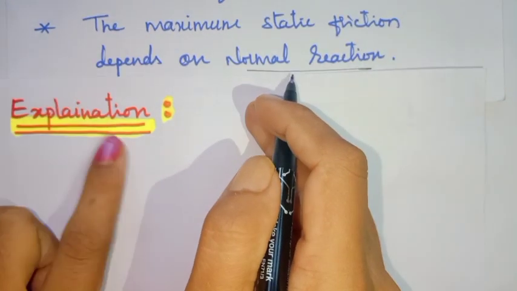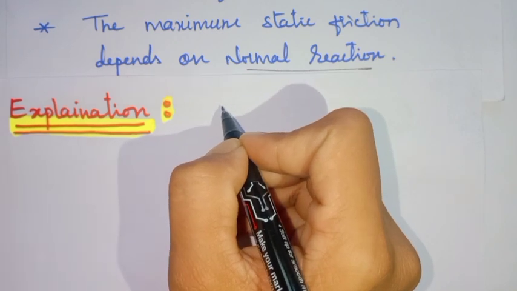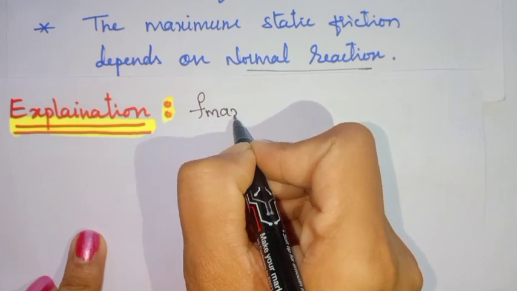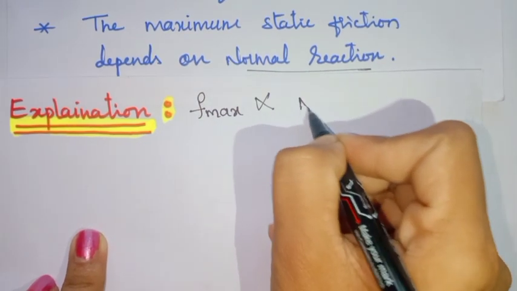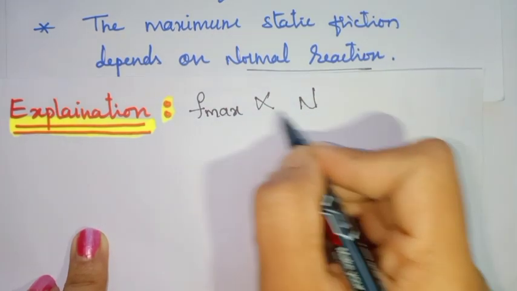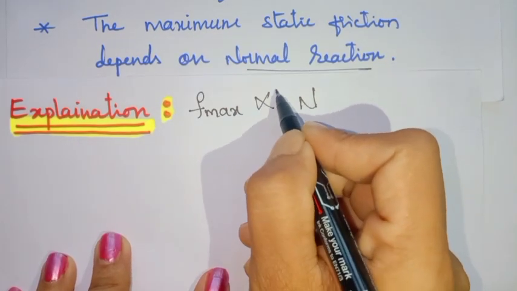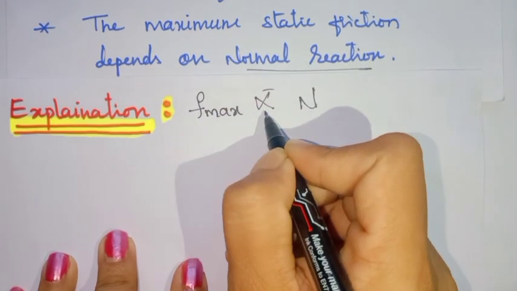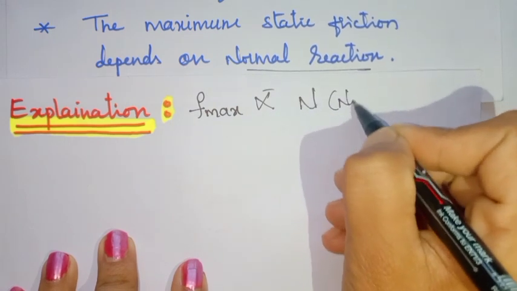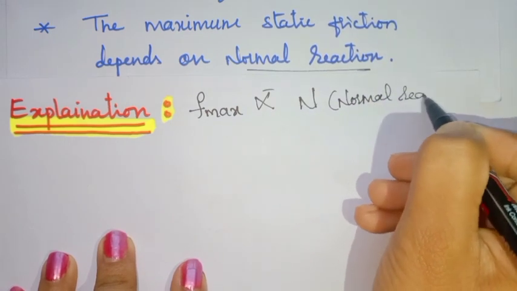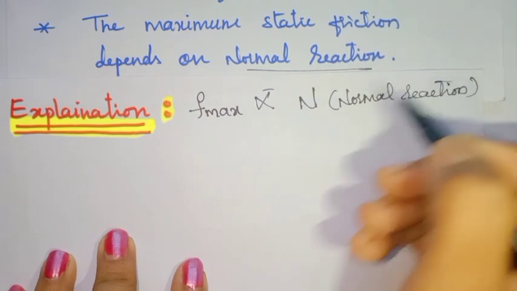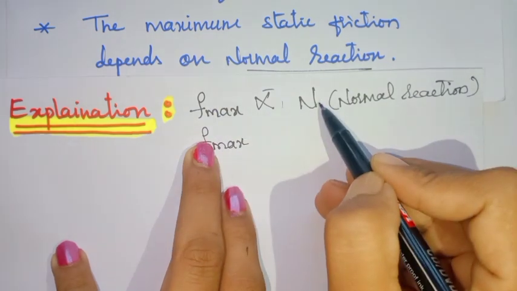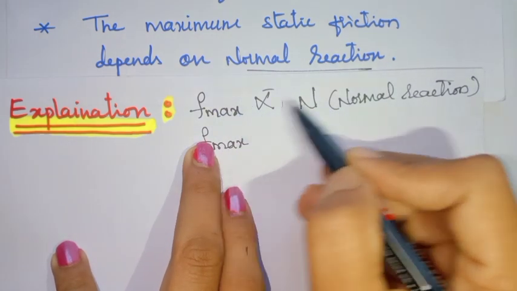From experimental observation, we say that maximum static friction varies with normal reaction, which is denoted by N. And it varies in direct proportionality. So F max is directly proportional to N, which is the normal reaction. If maximum static friction is more, normal reaction will be more. If maximum friction is less, normal reaction will be less.